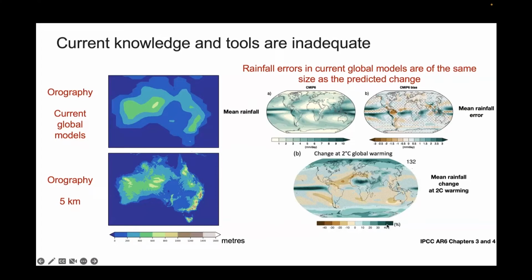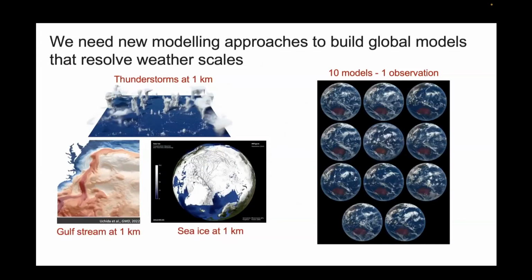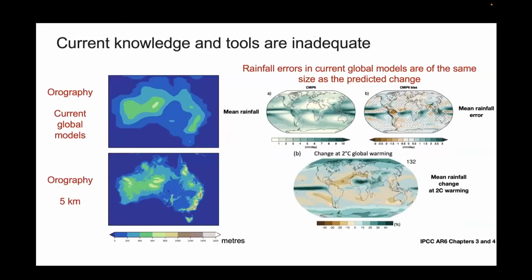The projected changes are on the order of 40%. And if you look at the bias, these numbers get up to 8 to 10, and the bias gets up to about 3. The bias is almost the same magnitude as the change. So it's not clear that we're getting skillful predictions, because we're not getting skillful predictions in the present in these models. So we need new modeling approaches to build global models that start to resolve these weather scales and also try to solve this problem of these large scale failures that we're having.